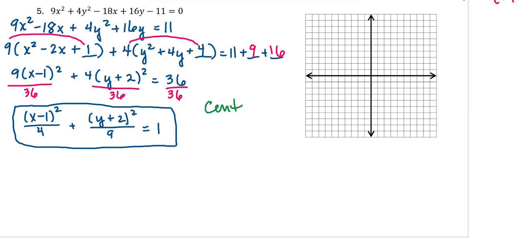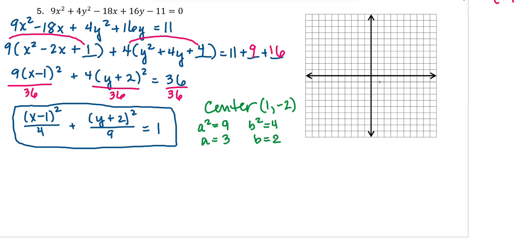We'll just, for practice, figure out all the parts of it. So the center is at 1 comma negative 2 from the numerator. And let's see, it's vertical because 9 is the larger one and it's under the y term. So a squared is 9 and a is 3. And then b squared is 4 and b is 2. Okay, so far so good.